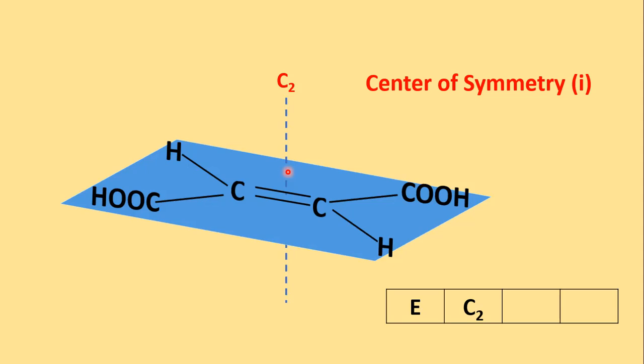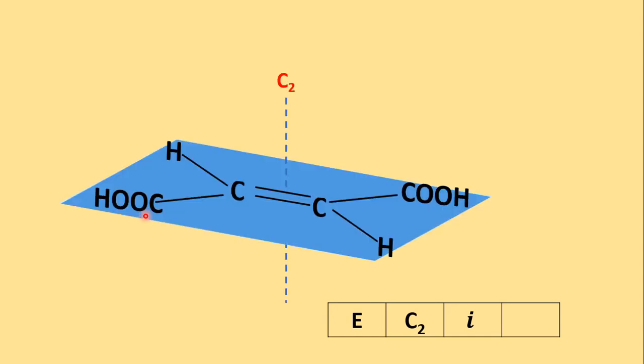Next we come to the center of symmetry. This is the imaginary center from which we draw a line in one direction. We'll get a hydrogen atom. If we draw a line of equal distance in the opposite direction, we'll get a hydrogen atom once again. Similarly, if you draw a line in one direction, we'll get a carboxylic acid group. If you draw a line in the opposite direction, we'll get the carboxylic acid group once again. And so this is the center of symmetry.